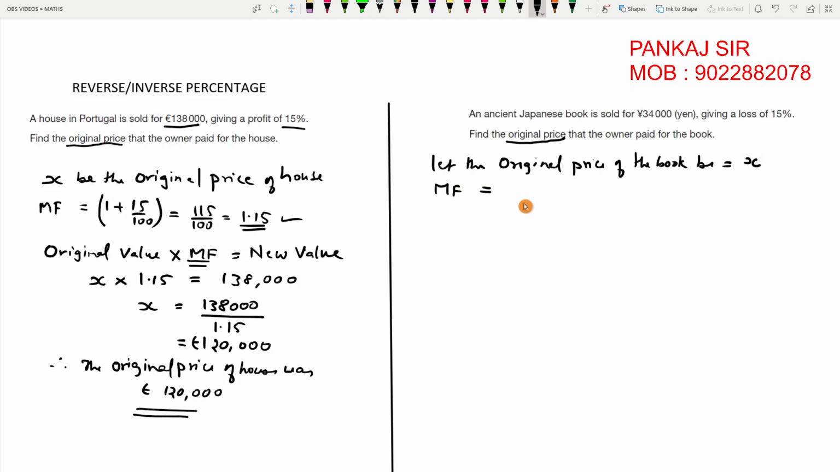Now again you'll have to find out the multiplication factor. The multiplication factor in this case, because there is a 15% loss, I'll do 1 minus 15 upon 100, which will work out to 85. 100 minus 15 is 85.